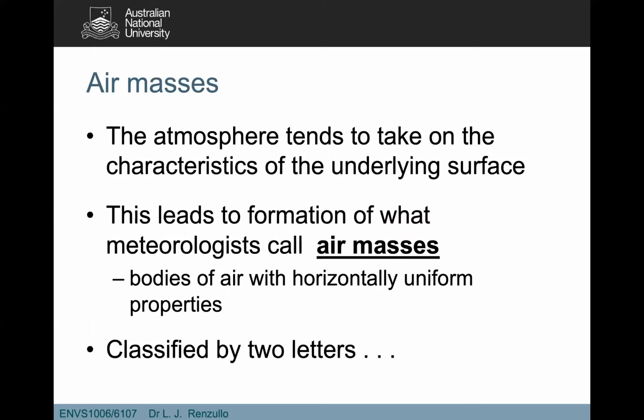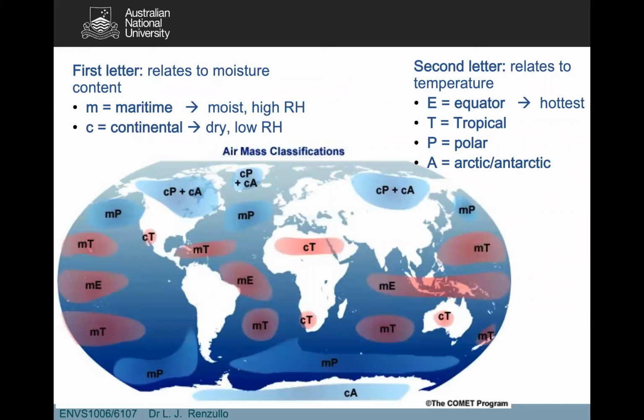So these are bodies of air with horizontally uniform properties, and we classify them with two letters. The first letter corresponds to its moisture content and its source, the moisture source, if you like. Whether it's maritime or continental. Maritime air is moist and has a typically high relative humidity. Continental air masses, however, are typically dry and have a low relative humidity.